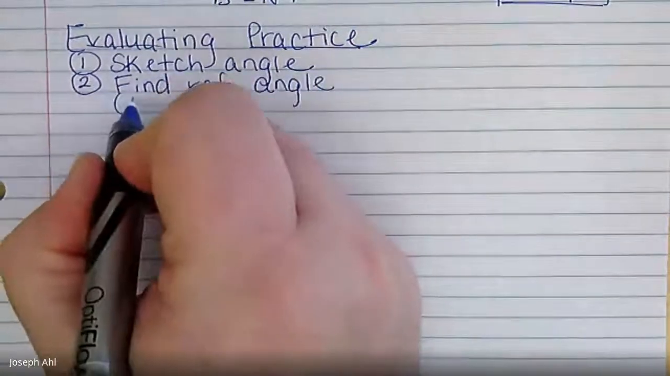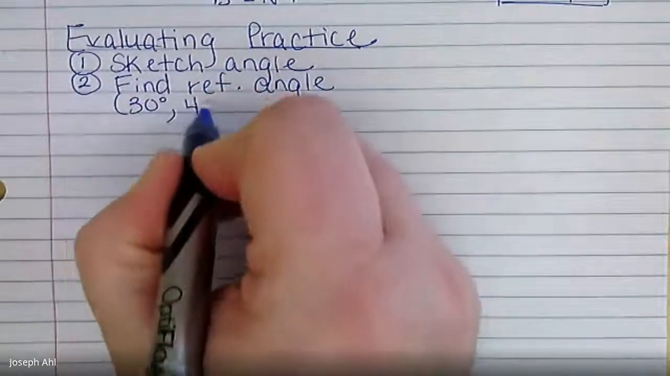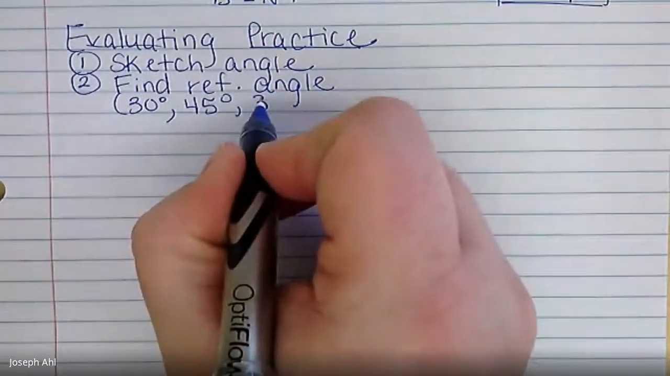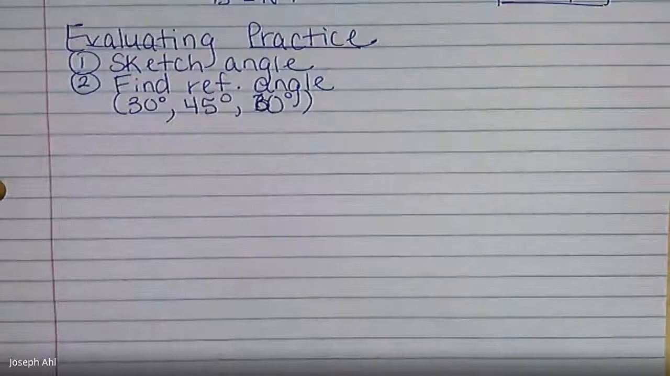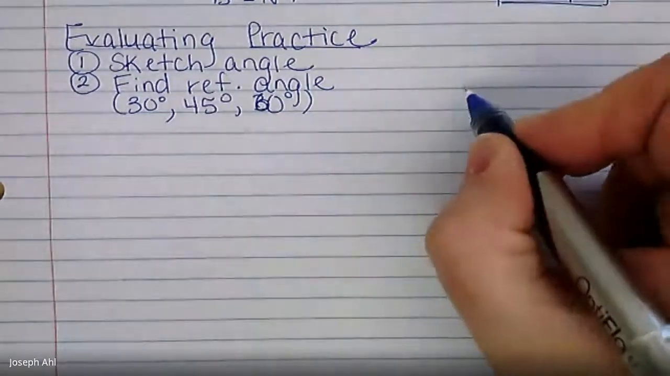When we're evaluating, we're going to find that the reference angle will be either 30, 45, or 60. Those are the three options. Because if it's a 30, 45, or 60, then we know how to label the sides.